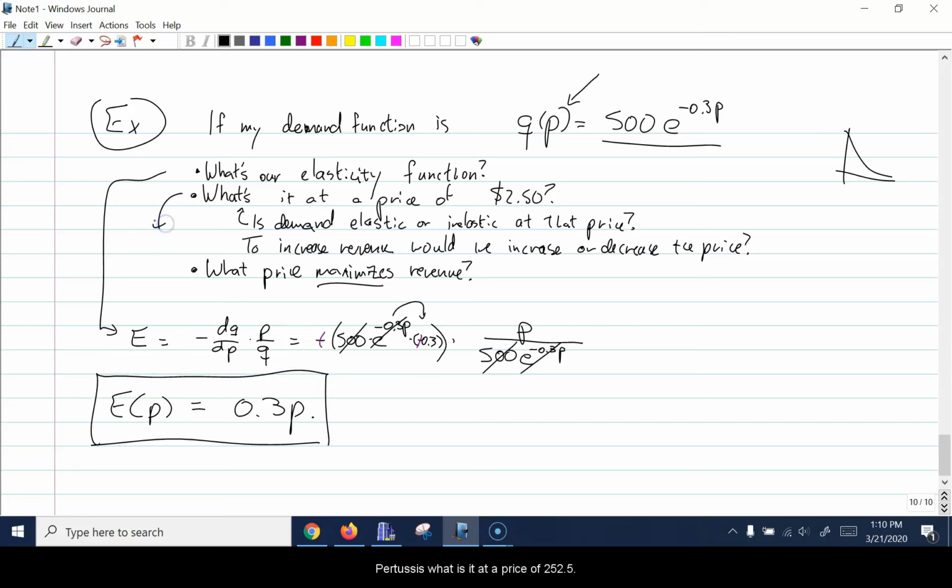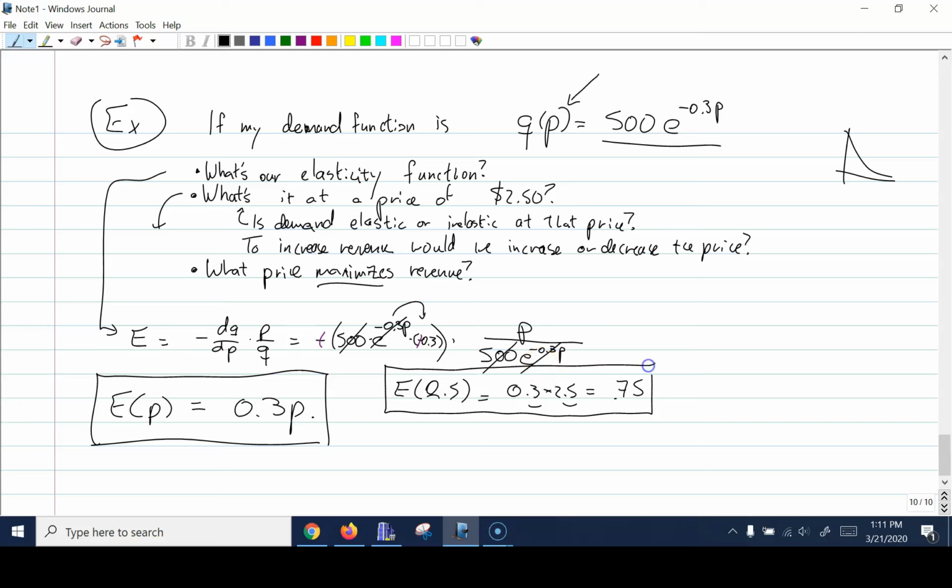Part 2 says, what is it at a price of 250? I ask, what's e of 2.5? It's 0.3 times 2.5. What's 0.3 times 2.5? 3 times 25 is 75. Move the decimal back 2 times, so 0.75. It's less than 1, so demand is inelastic at that price.